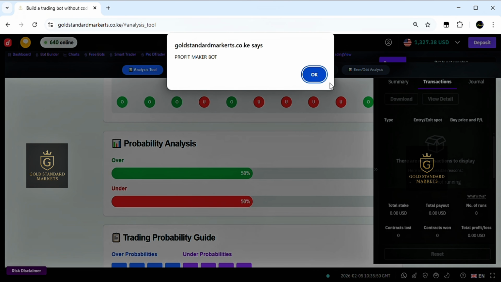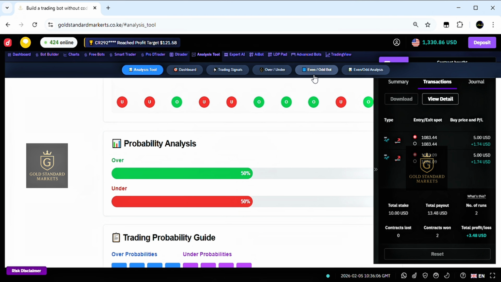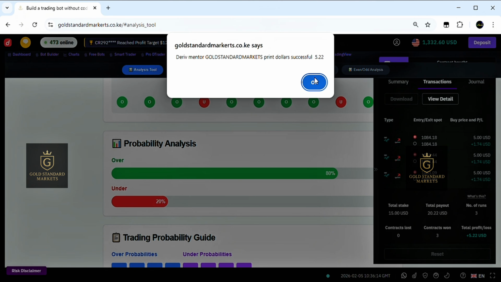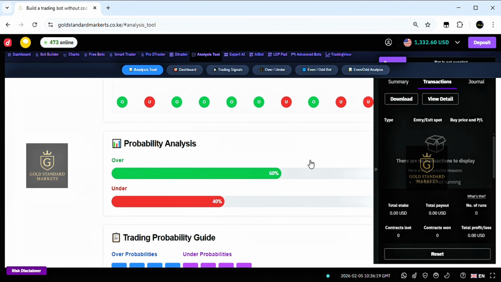So now I run the bot. The rule behind this analysis tool is that whenever the overs are higher than the unders, that is the best time to take trades. Whenever the overs are pushing higher than the unders, that is the best time to take trades. As you can see, this session is already over. All I have to do is press OK, I reset, and then I go again. Since the market is still okay, I just press run, and it continues. It's that simple.